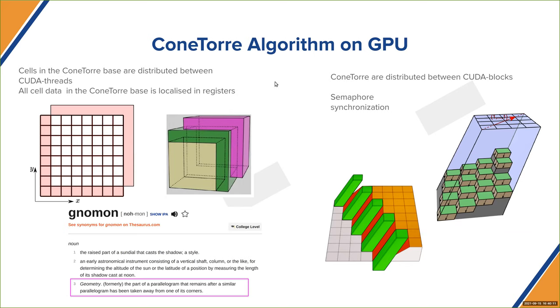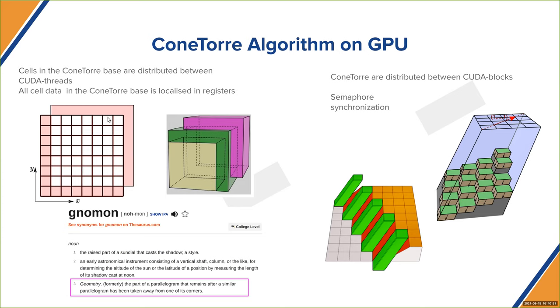and the common terminology, the similar terminology and algorithm construction methods can be used on GPU, which uses similar shapes. So the base of such prism is cells that are distributed between CUDA threads. And when this base of threads is processed by a CUDA block, it saves only this small layer of shapes, which we found a useful word in the dictionary, which is called gnomon. And it needs to load from the memory only this narrow layer of cells.